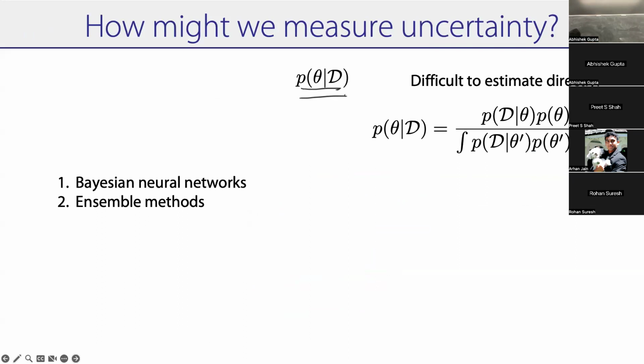Now, why is this difficult to compute? The integral in the denominator, right? You have this partition function, which is a pain, right? And you have to integrate over all possible parameters, which is an infinitely large space, right? So you have to integrate over all neural nets, which is crazy. And so it's difficult to compute this directly. And so a lot of the techniques we'll talk about later are how to avoid this integral computation.